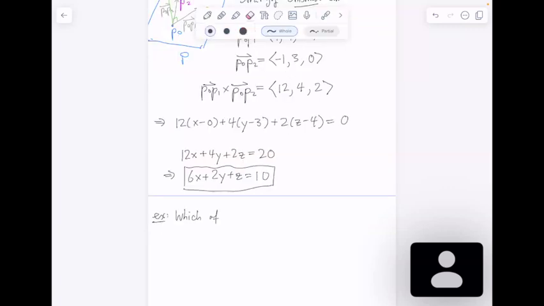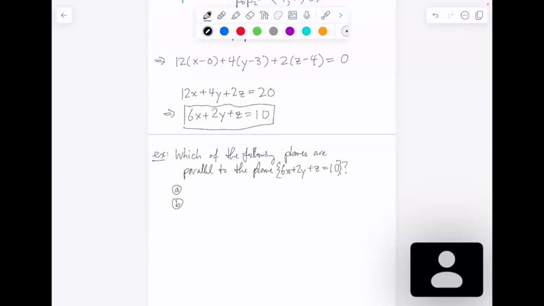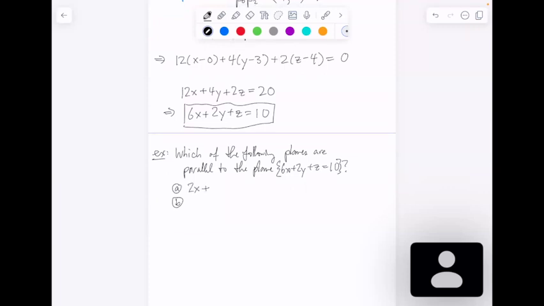Which of the following planes are parallel to the plane above? Let's just use the same plane that we had. So let's do one that's 2x plus 2y plus z is equal to 1. And also, let's say minus 3x minus y minus 1/2 z is equal to 300, right? So these are two planes here.